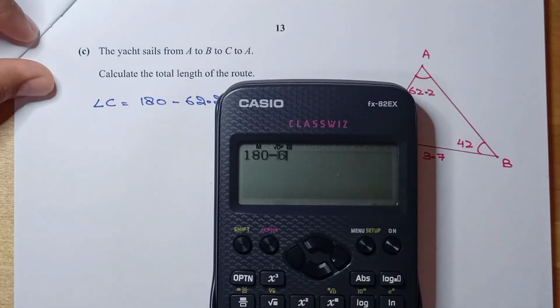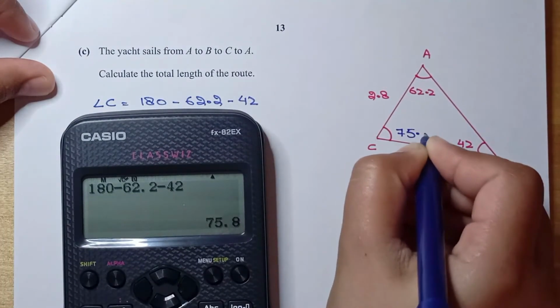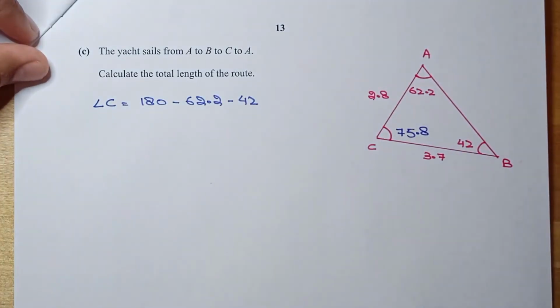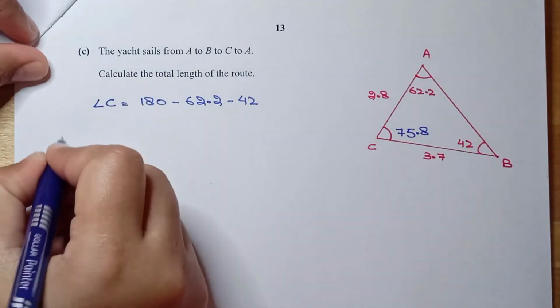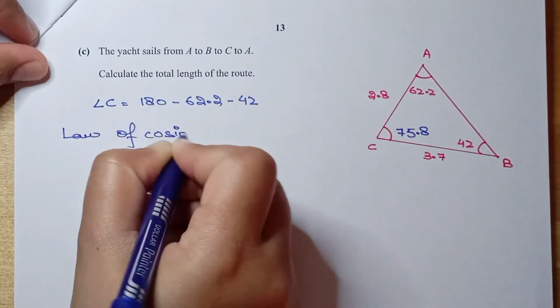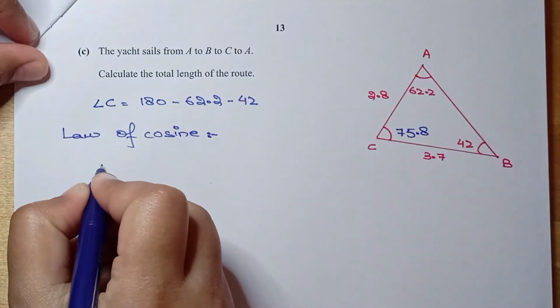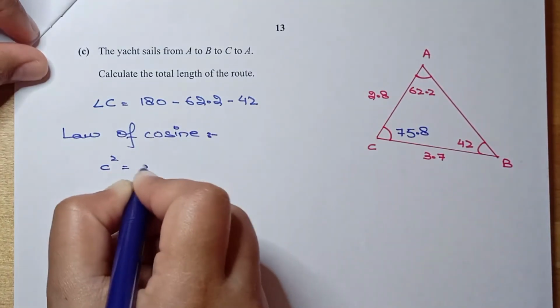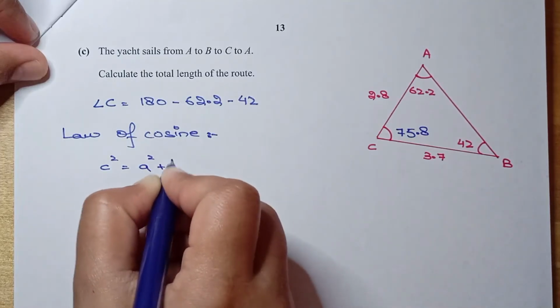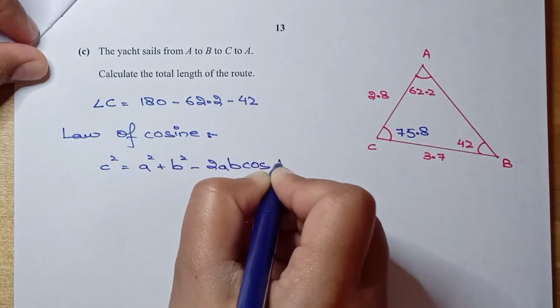180 minus 62.2 minus 42. This is 75.8 degrees at angle C. 75.8. Okay. Now we use the law of cosine. So for the law of cosine, we need to find the side C. We can say c squared is equal to a squared plus b squared minus 2ab cos of angle C.